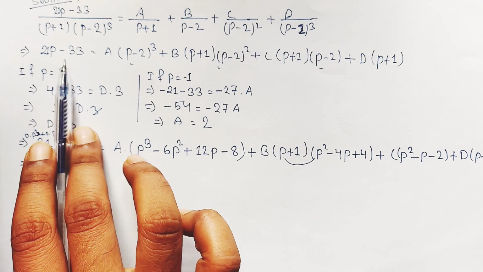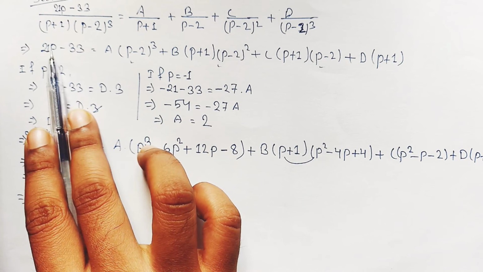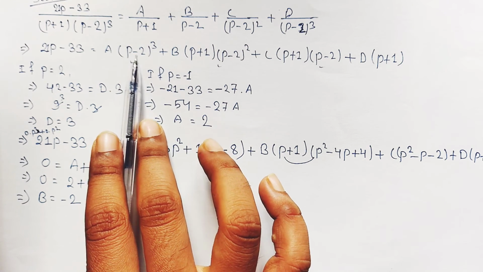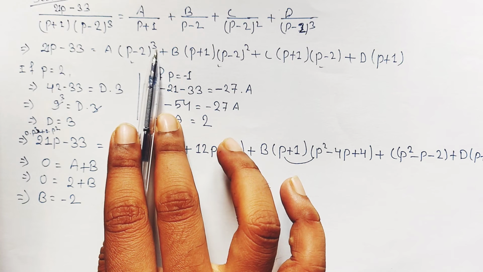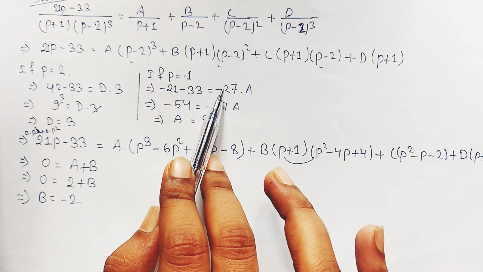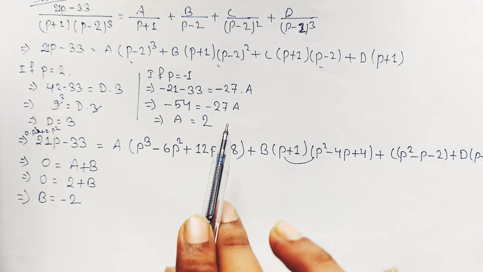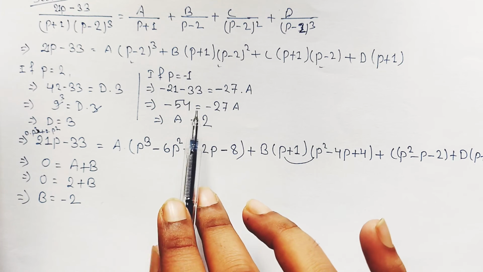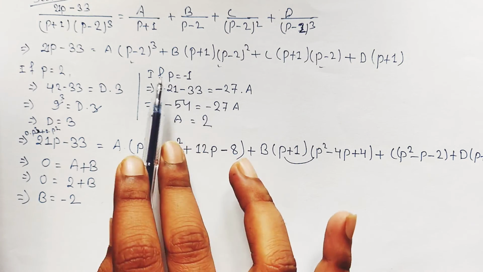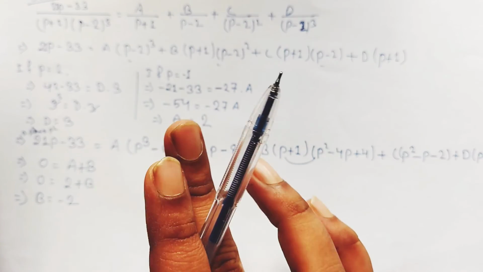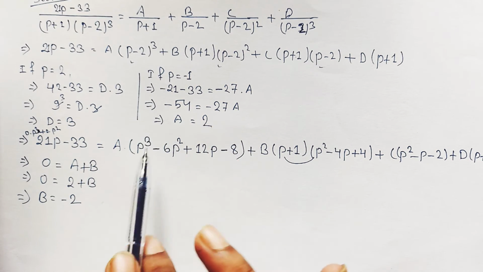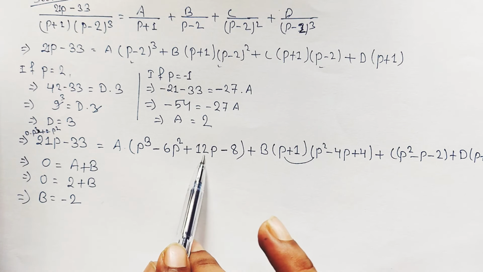So on doing so, on LHS we will have 21 times -1 is -21, and -33 equals, and we have p equals -1. So -1 -2 is -3 to the power 3. -3 to the power 3 is 3 times 3 times 3, 27, and minus to the power 3 is minus. So -27 times a, and we have calculated the value of a. Now we have successfully calculated the values of a and d, and further we have to calculate the values of b and c, and for that we will again resolve the factors now. So here we have p minus 2 to the power 3, which means p cube minus 6p square plus 12p minus 8.